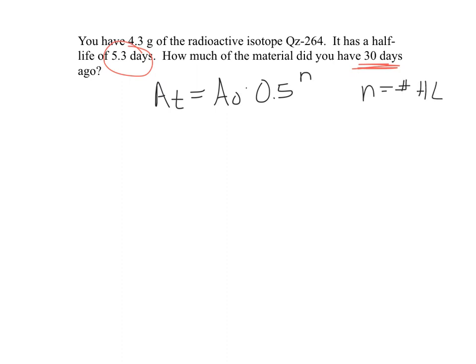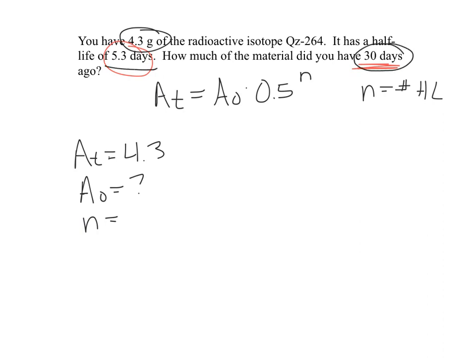And so we're going to say what we know. So here we know we have 4.3 grams now, and we want to know how much we had 30 days ago, so the initial time. So AT in this case is 4.3, and we don't know the initial amount, A0. And as far as the number of half-lives, again, we had to do a quick calculation. This is 30 days, and the half-life's 5.3 days. So the number of half-lives will just be 30 divided by 5.3. So 30 divided by 5.3 is 5.66 half-lives.